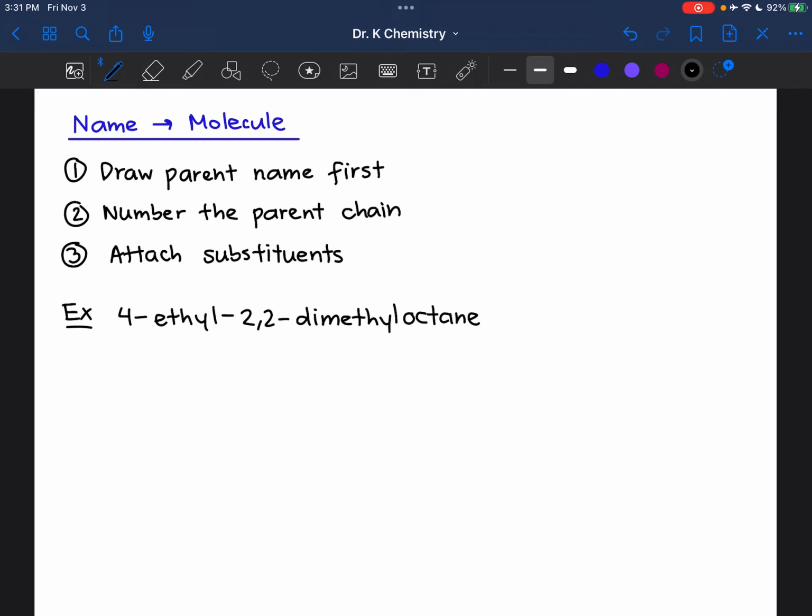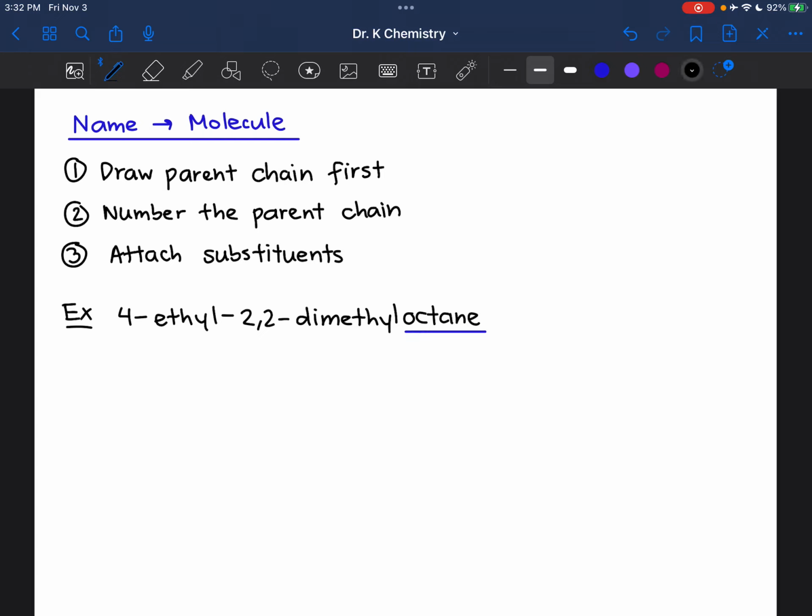So what you'll do is you'll look at the name, and draw the parent chain first. Then you'll number the parent chain and then attach the substituents accordingly. So this version tends to be maybe not as tricky. To find the parent name, I'm always going to look at the very end of the molecule name.